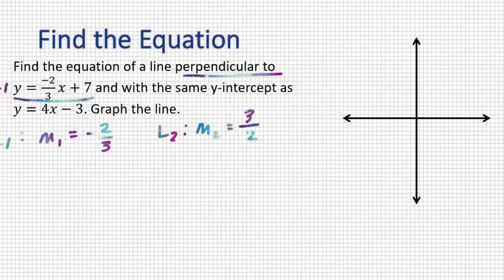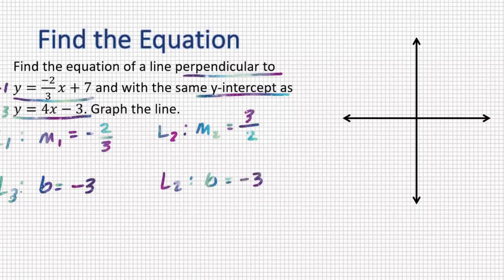Our y-intercept is again given in relation to a second line. So we want the same y-intercept as y equals 4x minus 3. I'll call this line 3. So for line 3, what is our value of b? Our value for b, it's already given in slope-intercept form, is -3. So for line 2, the one whose equation we're trying to write will have the same y-intercept.